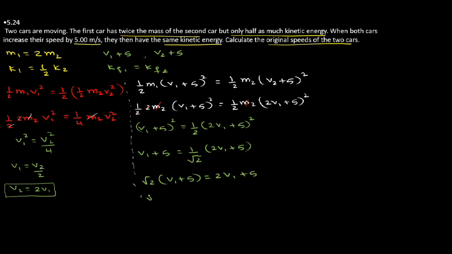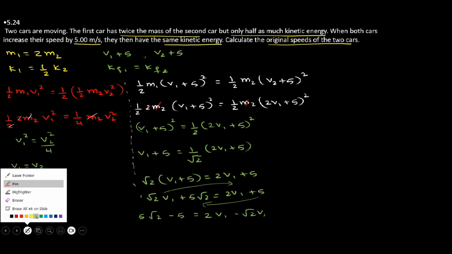Open the bracket: root 2 V1 plus 5 root 2 equals 2V1 plus 5. Now bring the terms together. I will bring the V1 terms together and the constants together. So let's move this root 2 V1 here and 5 here. And when we do that, we change their sign. Plus will become minus. So 5 root 2 minus 5 equals 2V1 minus root 2 V1.